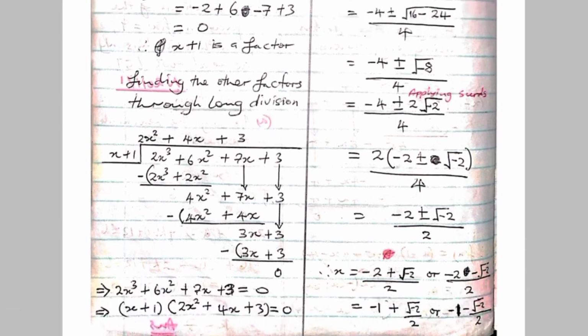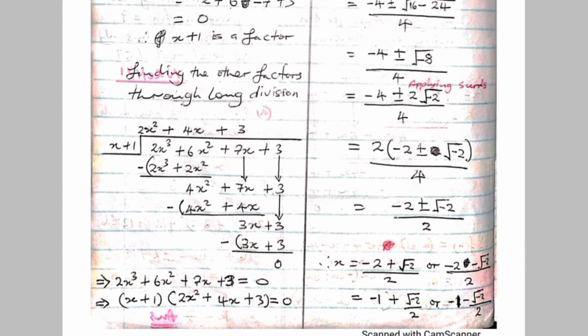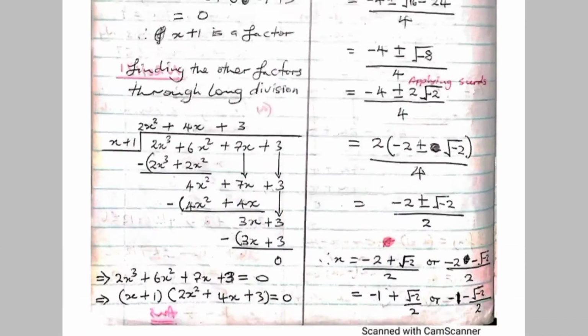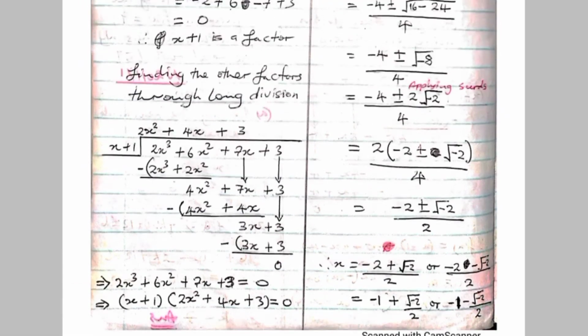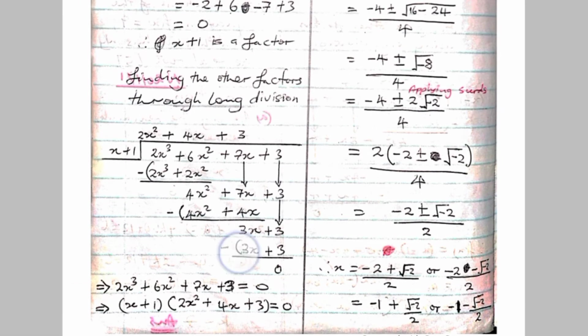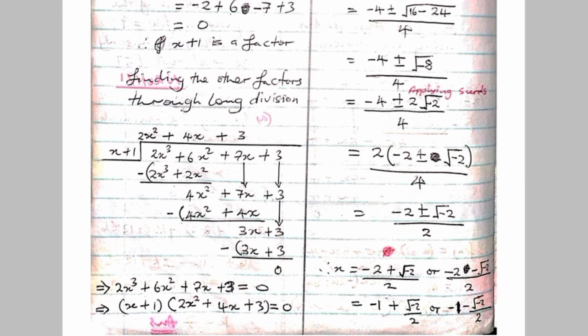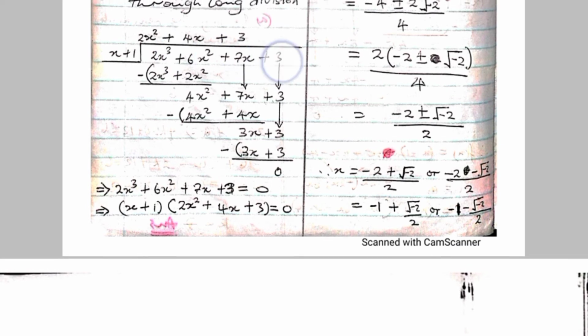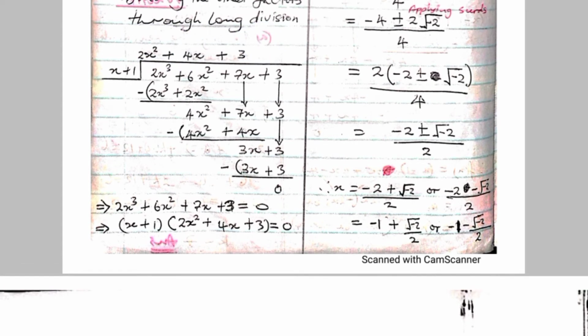Then you repeat the same process. x into 3x, you get 3. 3 times x, you get 3x. 3 times 1, you get 3. Then if you subtract this from this, you get 0. Therefore, this expression inside here is the same as x plus 1 multiplied by this quotient here.